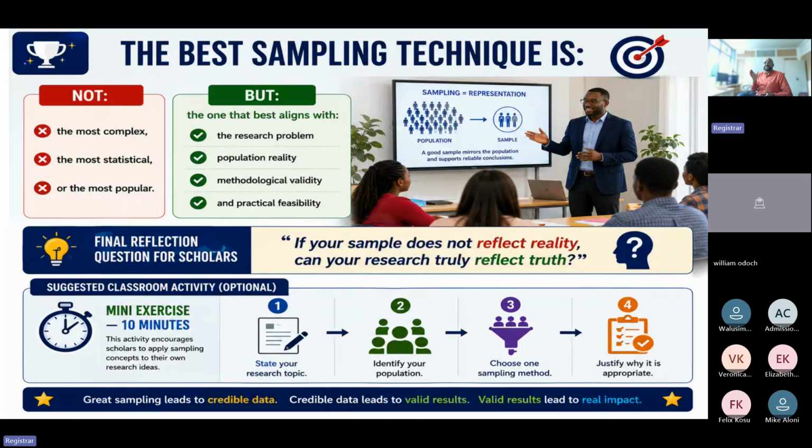What is a good fit for you? What fits well for you? What fits your research problem? What fits your research based on the reality of your population, and what methodological and practical feasibility and validity you are looking for. That is the most important sampling technique for you. You don't want to say X has used this technique, so I have to use it. Y has used this technique, so I have to use it. Z has used this technique, I have to use it. Man, it's different for each one of you.